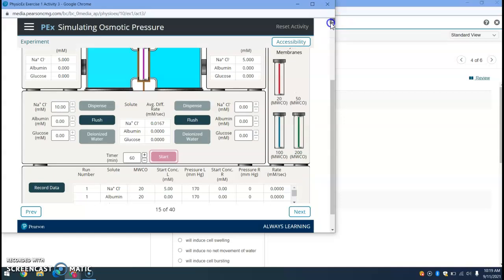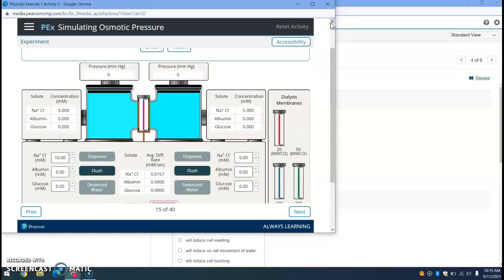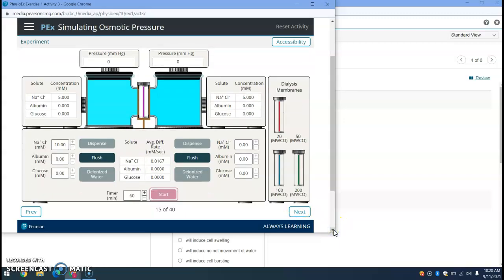And now if we look at, okay, with the larger molecular weight, the salt was able to diffuse through the pores of that membrane because it had larger pores in it. So we basically got equilibrium. Water and salt were both able to move until the concentration was equal on both sides.